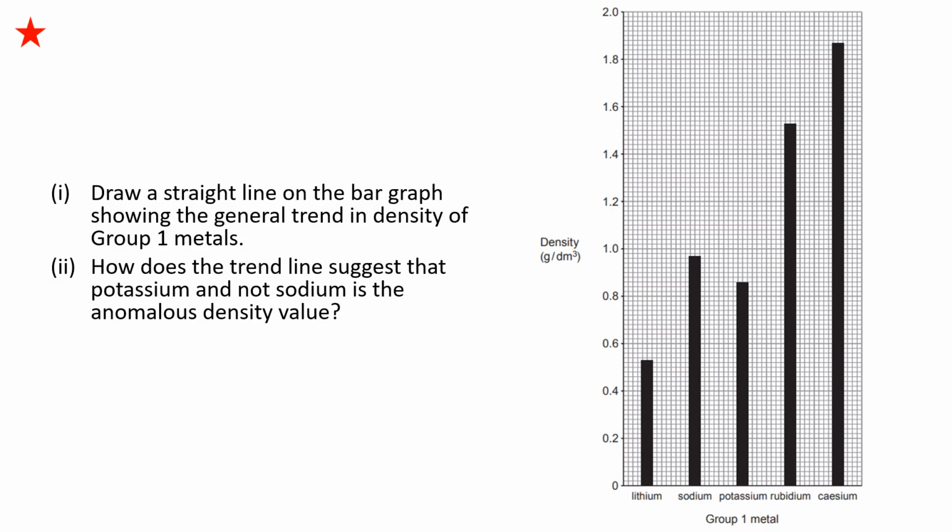Draw a straight line on the bar graph showing the general trend in density of group 1 metals. How does the trend line suggest that potassium and not sodium is an anomalous density value? Well, the potassium value is further from the line than the sodium value.